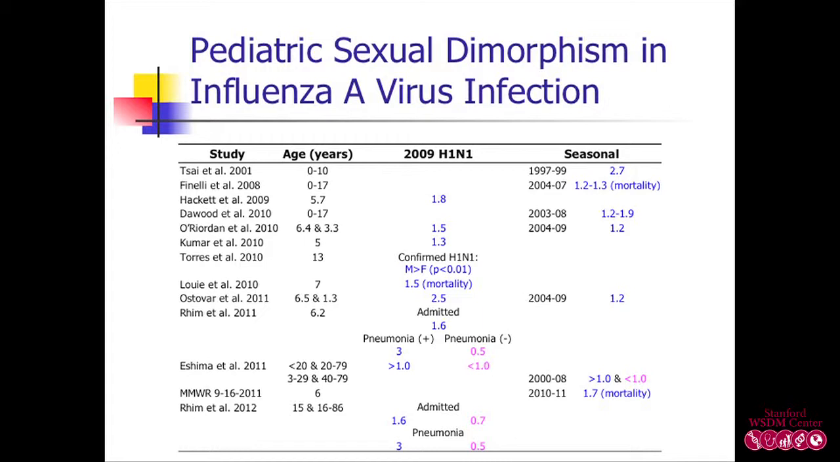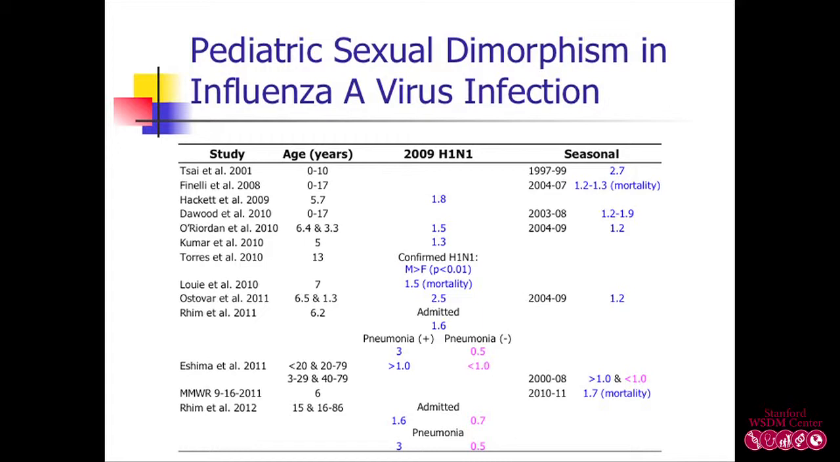If you go down here for 2009 H1N1 or seasonal influenza and look at these studies, every single one shows a sex ratio, male to female, of 2.7, 1.8, 1.5, 1.3. If you look at confirmed H1N1, males to females are greater. If you look at mortality, males are greater than females. So every single parameter, except when you look at individuals who are 20 to 79 or older, is when you start to see a reversal in the sexual dimorphism.